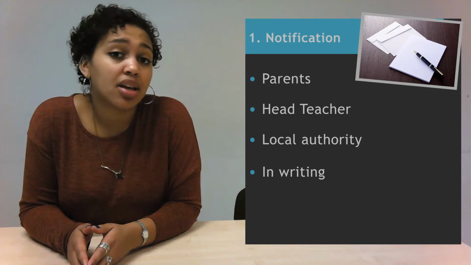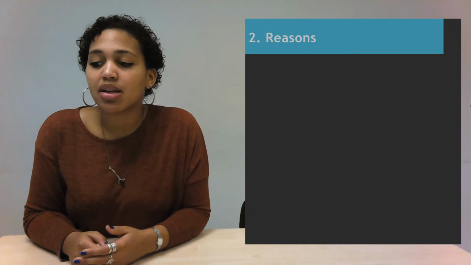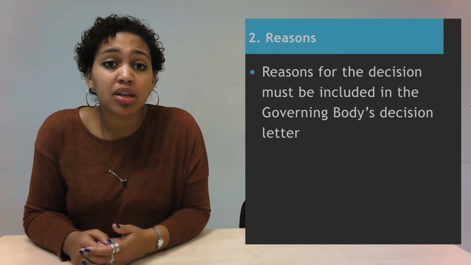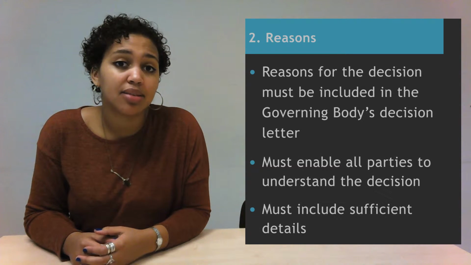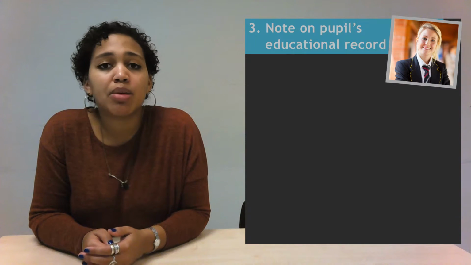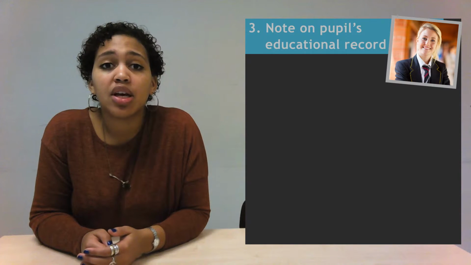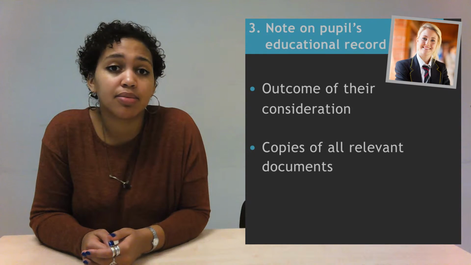The decision letter can often come within 2 to 3 days, but this can vary. The governing body's decision letter must include their reasons. They must be set out in a way that enables all parties to understand why the decision was made and be sufficiently detailed. The governing body must make a note on the pupil's educational record. This note must include the outcome of their consideration, along with copies of all relevant documents.